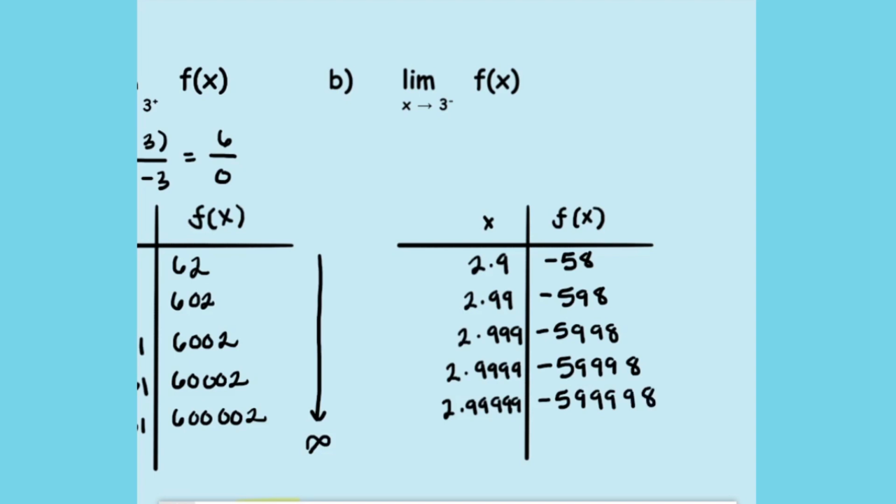As you see, the table is now filled, and now what we can do is look at all our y values. So as you see, for the first value at 2.9, our corresponding y value was negative 58. And then it jumped to negative 598, and at the last value, it jumped all the way down to negative 599,998. So as you see, the values, even though they look large, are all negative, so that means they keep getting smaller and smaller. So this indicates that our limit as it approaches 3 from the negative direction is approaching negative infinity.